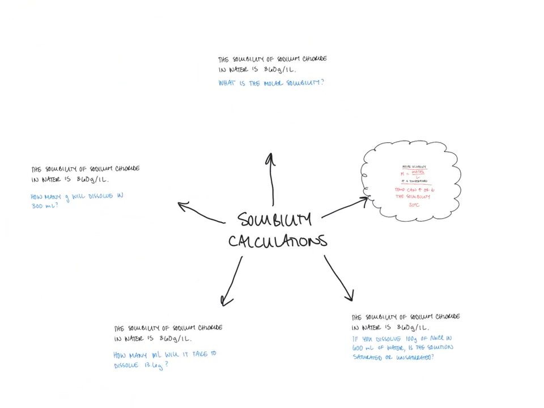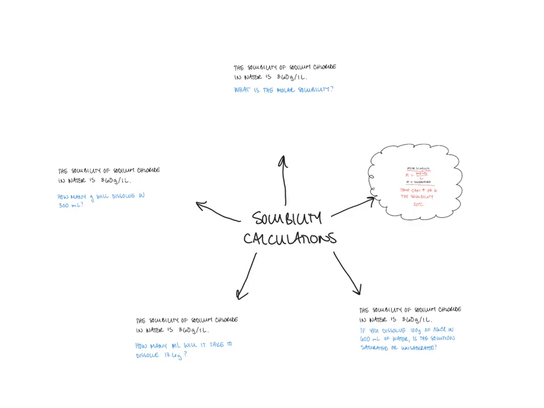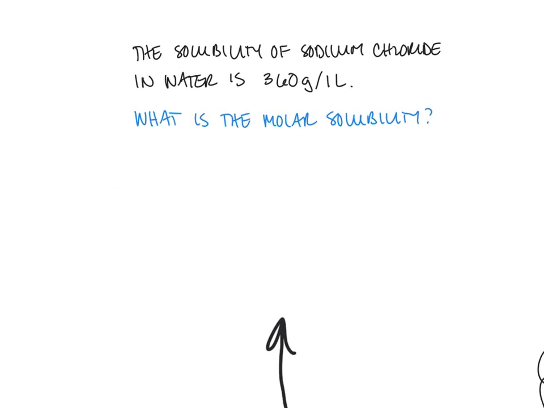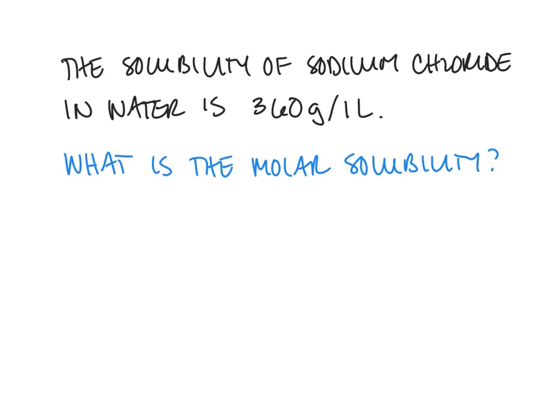So now we're going to come back and look through 4 different examples. We're going to start with this one up here at the top. This says that the solubility of sodium chloride in water is 360 grams per 1 liter. We're going to use sodium chloride in water as our example for all of the calculations in this video. The first question is just calculating the molar solubility. Again, molar solubility is really just molarity, which is moles divided by liters.